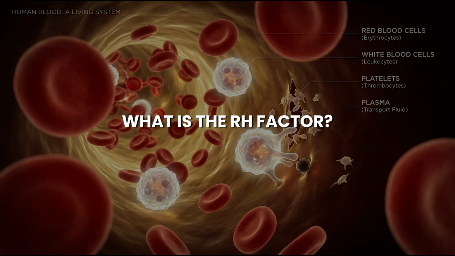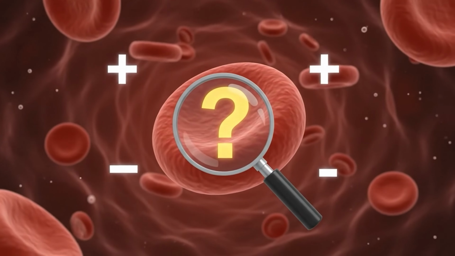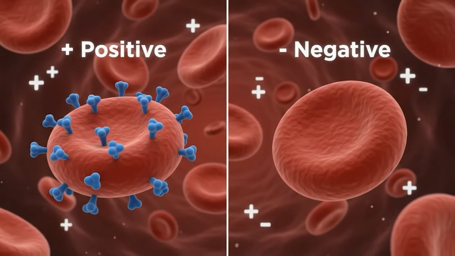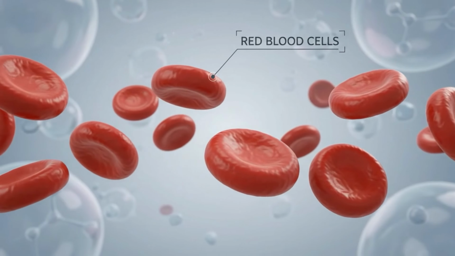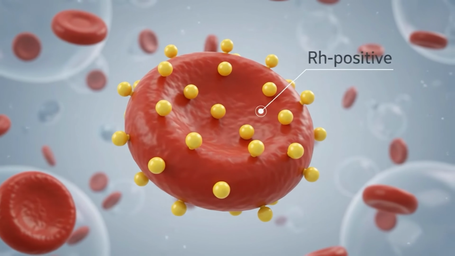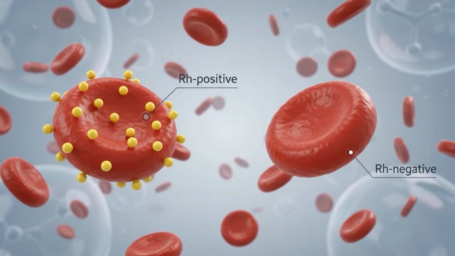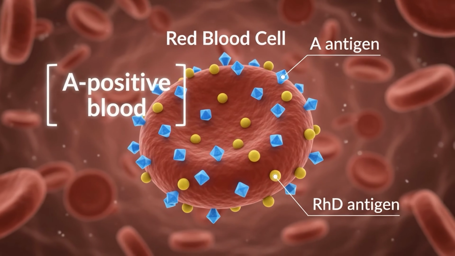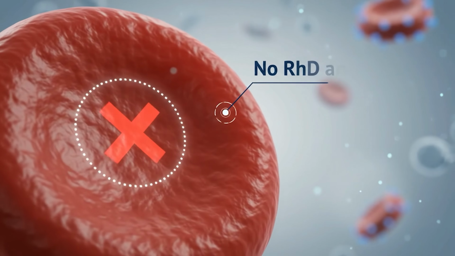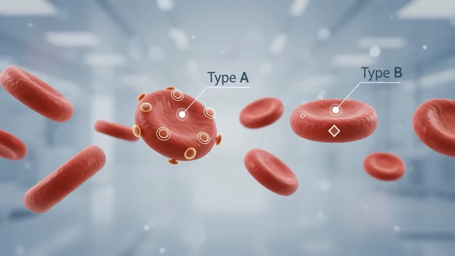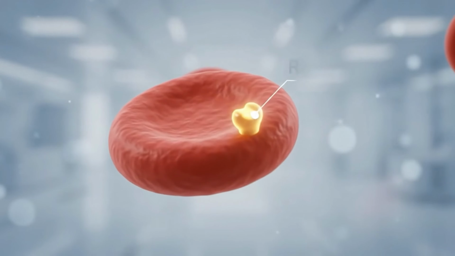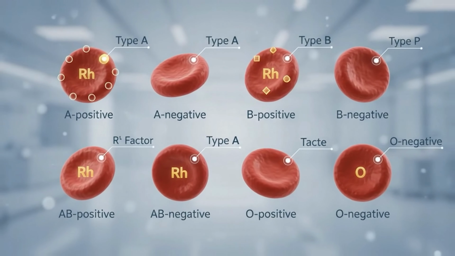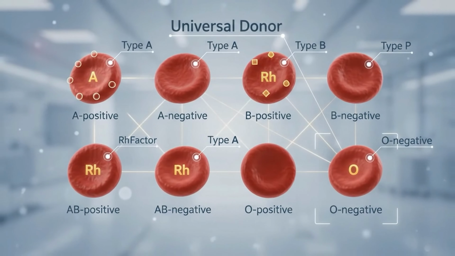What is the Rh factor? Now let's solve the mystery behind the plus and minus sign. That little plus or minus after your blood group refers mainly to the RhD antigen. If your red blood cells have the D antigen, you're Rh positive. If they don't, you're Rh negative. So someone with A positive blood has A antigen plus RhD antigen. Someone with A negative blood has A antigen but lacks RhD antigen. This is why there are 8 common combinations: A positive, A negative, B positive, B negative, AB positive, AB negative, O positive, and O negative.